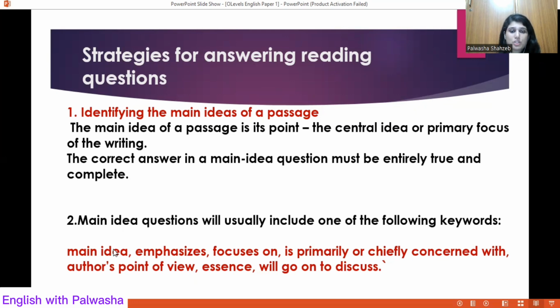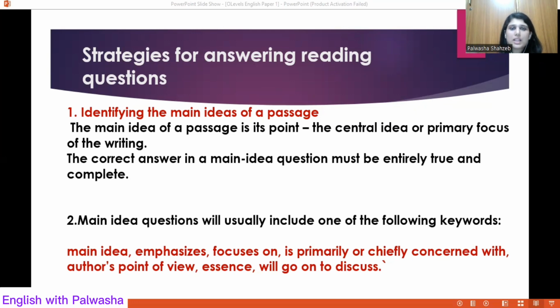Main idea questions will usually include one of the following keywords, and I have mentioned the keywords. Let me just move my video up. Okay, so: main idea, emphasizes, focuses on, is primarily or chiefly concerned with, author's point of view, essence, give the essence of this one. We'll go on to discuss. So these are the main idea questions.